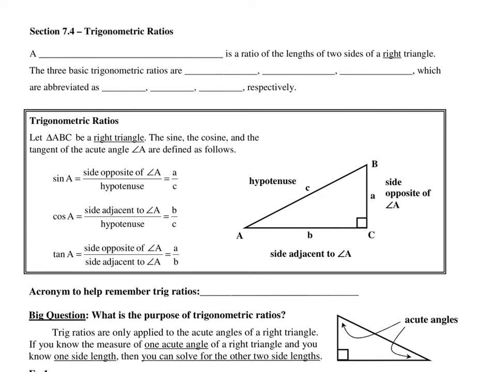Lesson 7.4, trigonometric ratios. A trigonometric ratio is a ratio of the lengths of two sides of a right triangle. All right, the three basic trigonometric ratios are sine, cosine, and tangent, which are abbreviated as sin or sine, cos, and tan. Below we have a chart that summarizes everything having to do with these trig ratios.